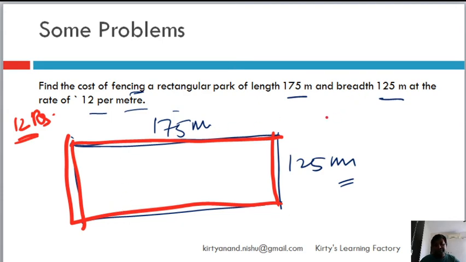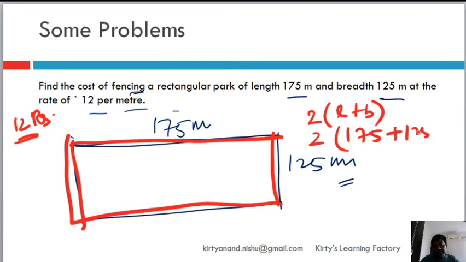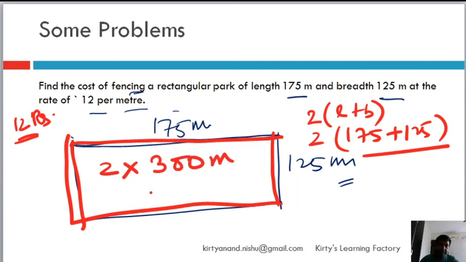To see what is the length. 175, what is the perimeter of a rectangle? 2 into length plus breadth, right? So 2 into 175 plus 125. Please write meter. Okay, I am not writing because I am taking a shortcut. Which will be equal to 2 into, you add these two, how much it will be? It will be 300 meters, and the perimeter will be 600 meters.